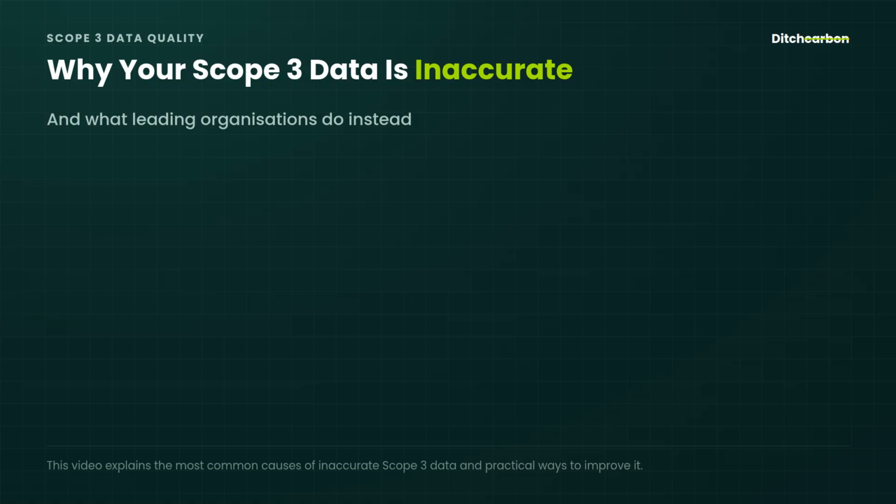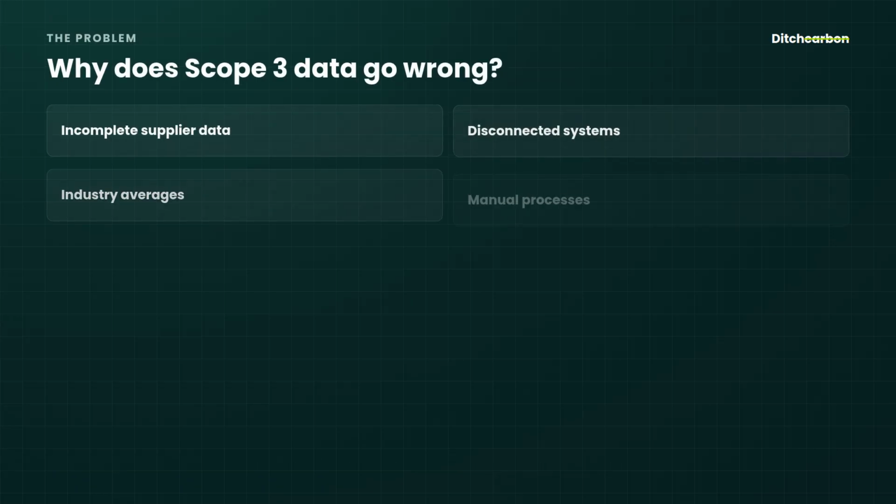In today's video, we're going to look at 5 common mistakes that make Scope 3 data less accurate than it should be, and what leading organizations do instead. By the end, you'll know exactly where your own data might be falling short and the practical steps you can take to improve it. Let's get into it.